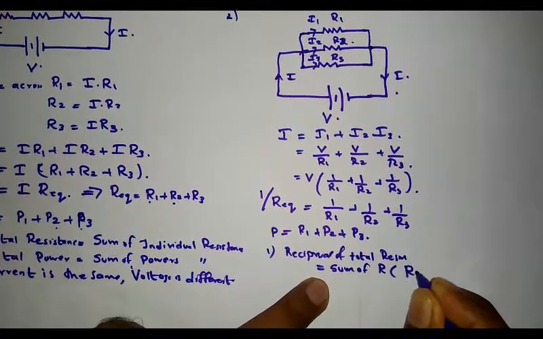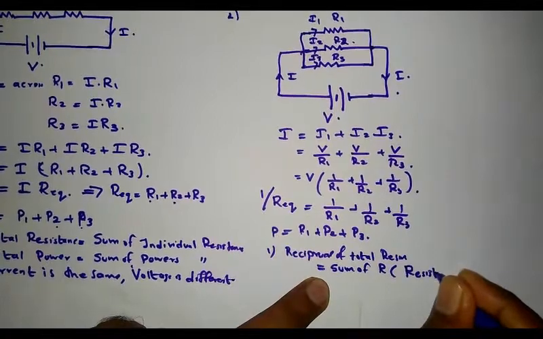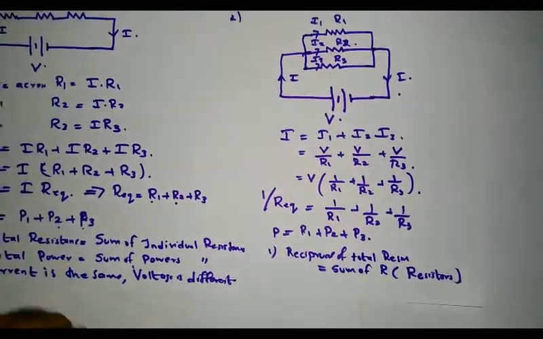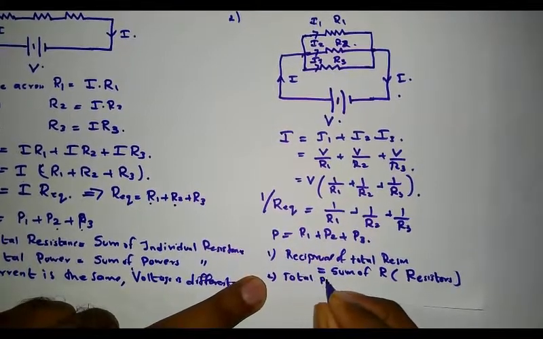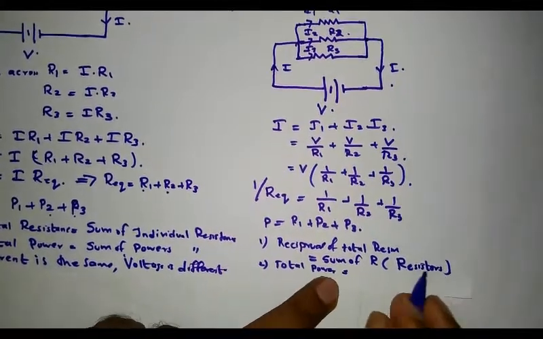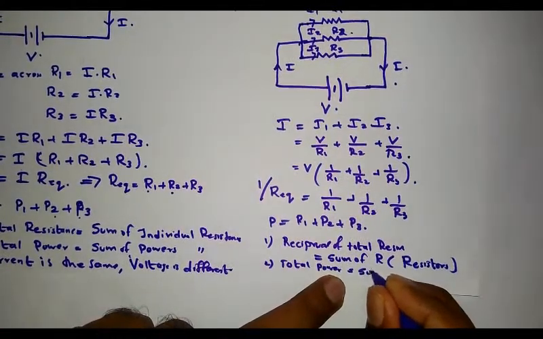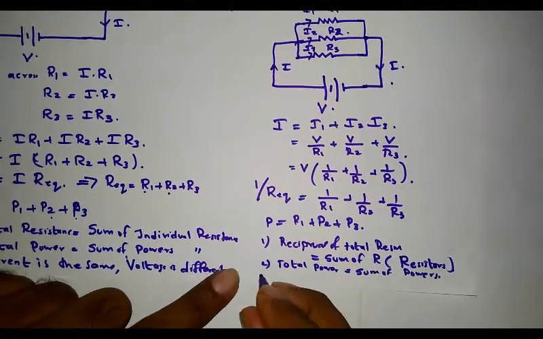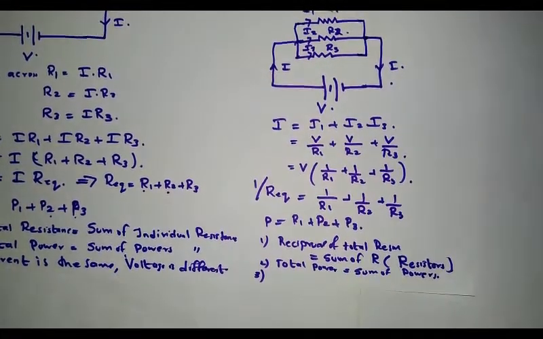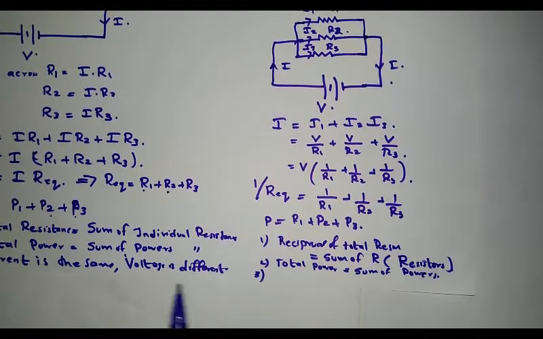is the sum of the reciprocals of individual resistors. Also similarly, the total power is equal to the sum of powers. And the most important one, the third one, is the condition of current and voltage. Therefore, as different from a series circuit, we can see the current flowing through the three different resistors is different, but the voltage across the three different resistors is the same.